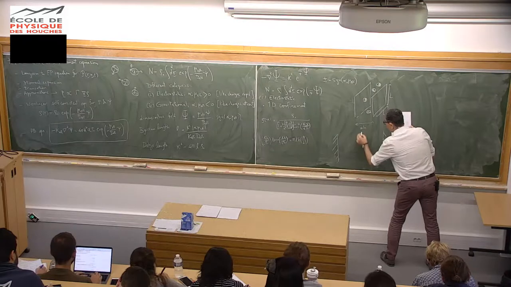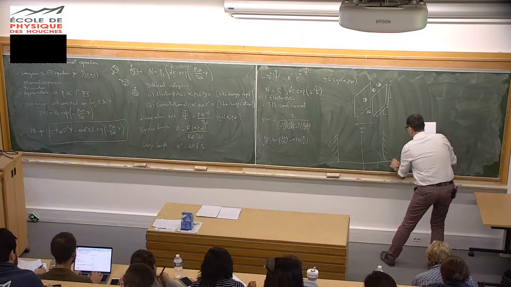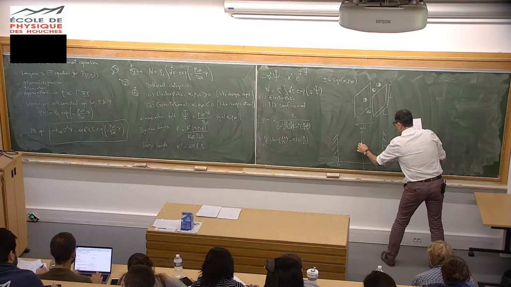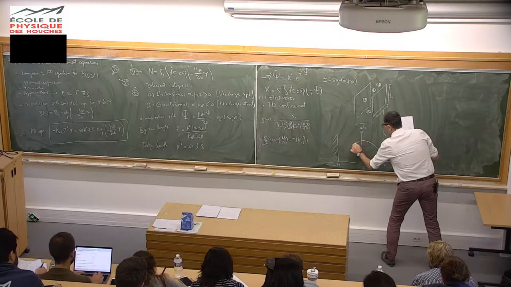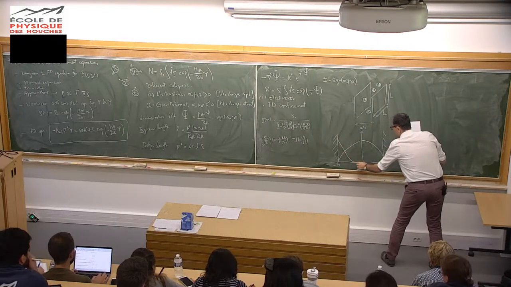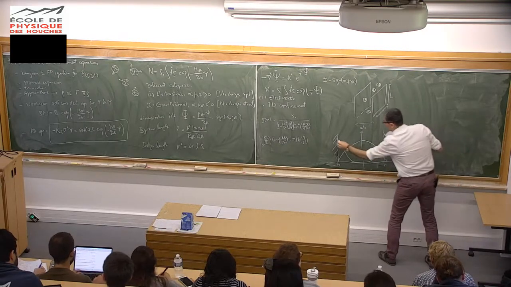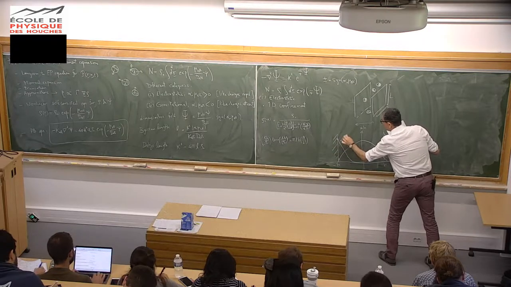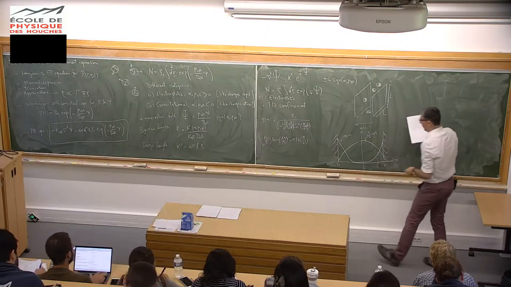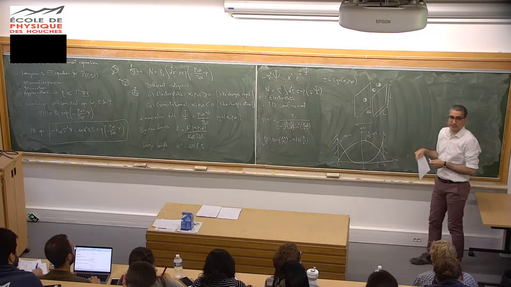For psi, if this is the middle, psi will be a function like that. So it will accumulate in the center, and rho will be a function like that. And the interpretation will be that this is equivalent to counter-ion condensation.